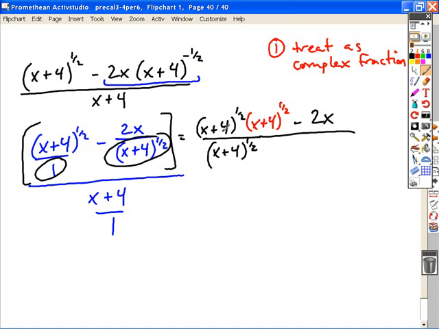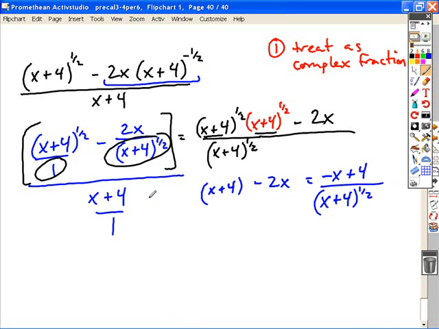What happens when we multiply two numbers with the same base? What do you do with the powers? So we're going to add these, x plus 4 to the 1/2 plus 1/2 is 1, minus 2x. Again, if we keep simplifying this, we get the same thing that we did in the other one. Negative x plus 4 is our numerator. X plus 4 to the 1/2 is our denominator. And now we're going to divide by this fraction. We don't have to simplify it any further.